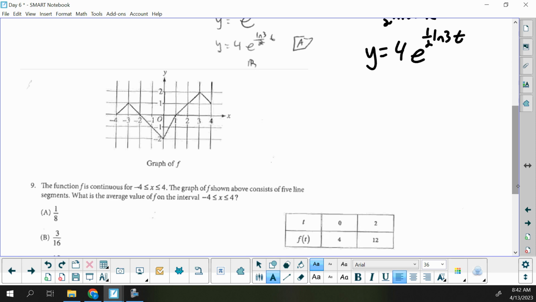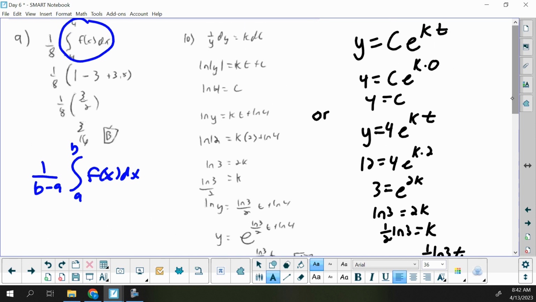So if we go down here, our first area, that triangle is a 1. This would be -3 because it's below. This part here is a 2, and that's a 1.5. So we basically have 1 minus 3 plus 3.5. Do that all out, you eventually get the 3/16 for choice B.